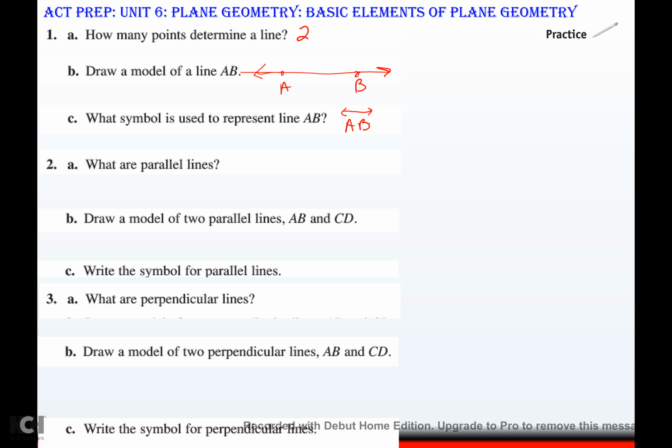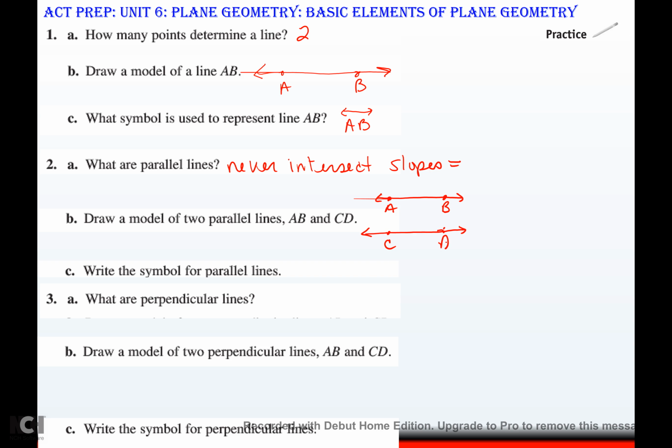What are parallel lines? Parallel lines never intersect, and they have equal slopes. And it says B, draw a model for 2 parallel lines, AB and CD. Well, you can do whatever you want, but there's AB, and draw one parallel means they will never cross, so there's CD.